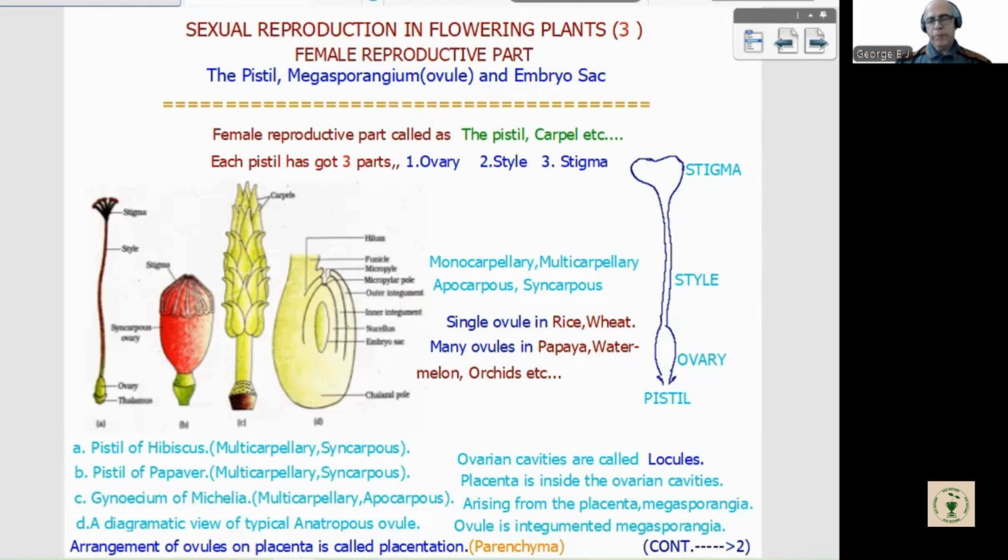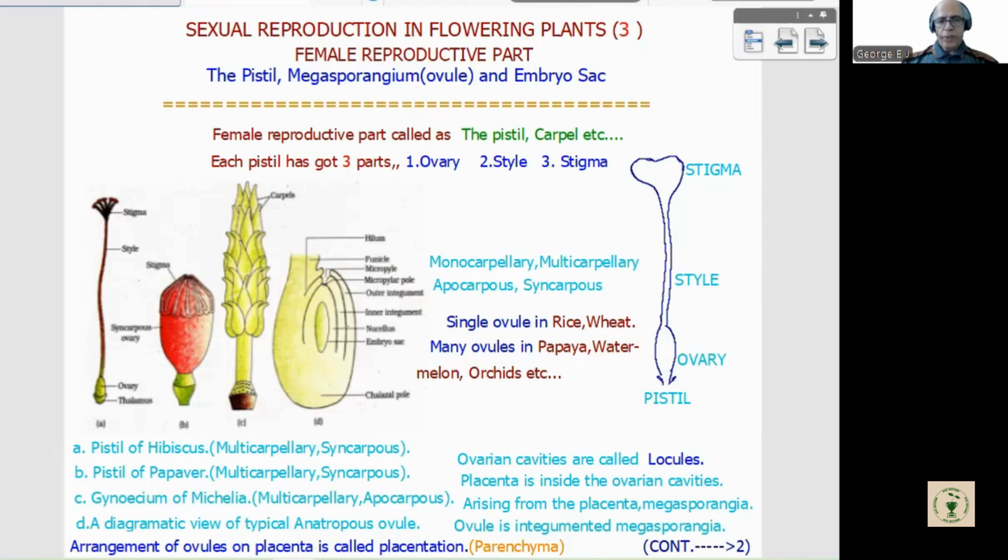One, pistil of hibiscus. Pistil of hibiscus, it is multicarpellary and syncarpous. Then pistil of papaver, again it is multicarpellary and syncarpous. Now when we come to Michelia champaca, it is multicarpellary and apocarpous. So the first 2 are syncarpous, Michelia is apocarpous. After that, the 4th diagram is dealing with the typical anatropous ovule, which we will observe later.